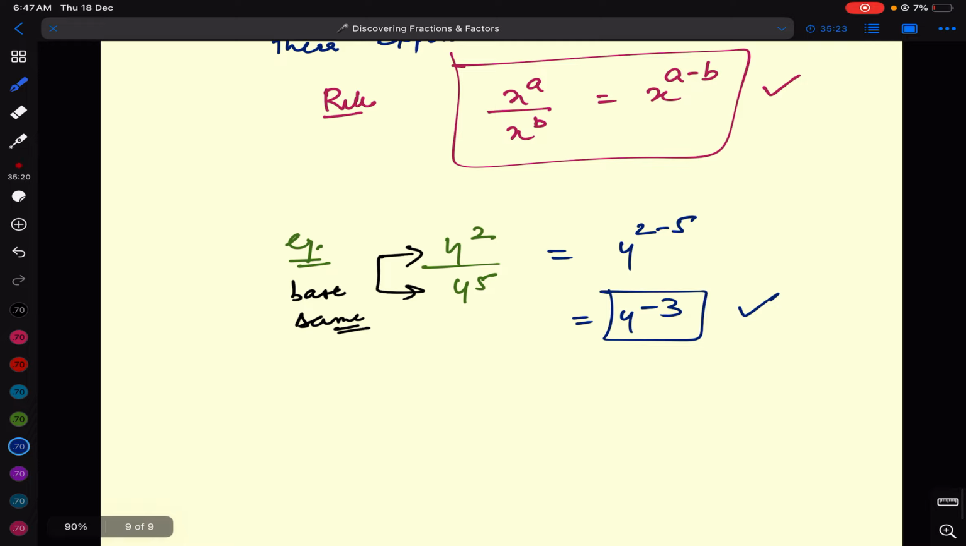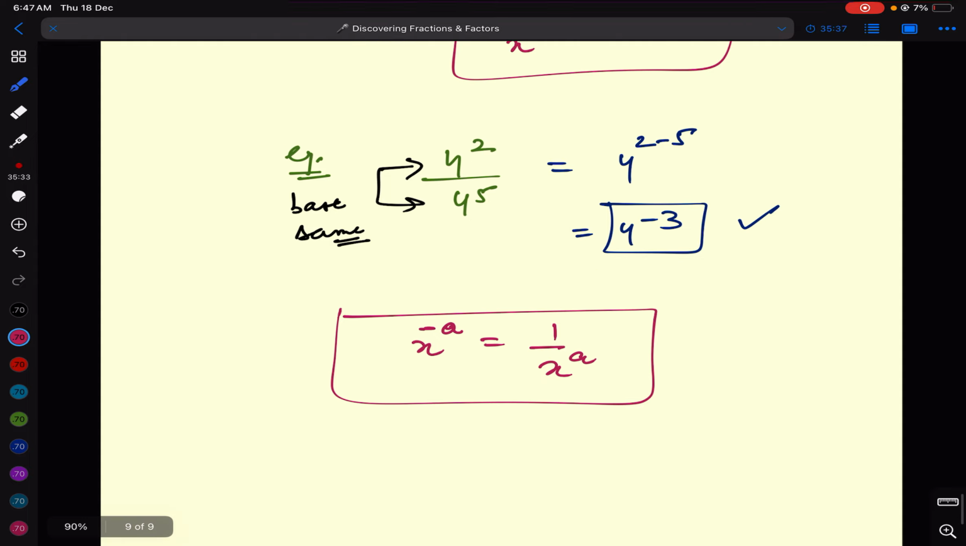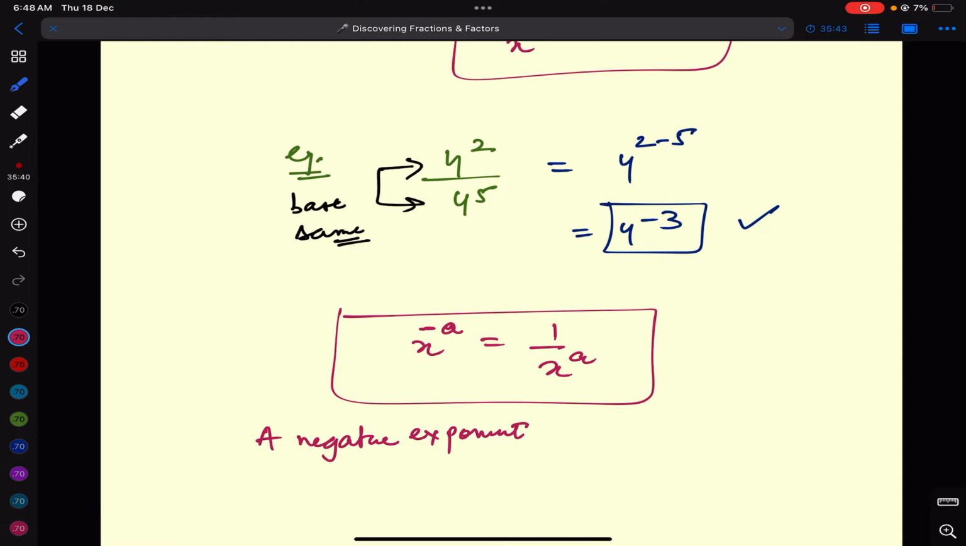Now you must be wondering, we have got a negative exponent, so how do we simplify that further? A negative exponent is basically the reciprocal of a positive exponent. Let's say if it is x to the negative a, that can always be written as 1 over x to the a. So a negative exponent is the same as the reciprocal of the positive exponent.